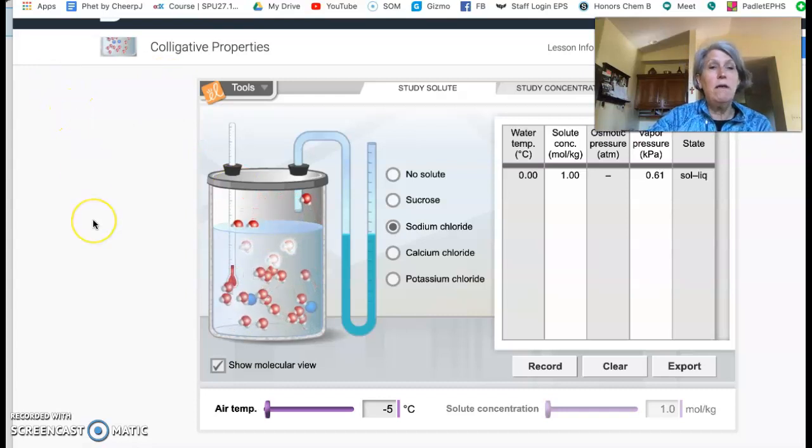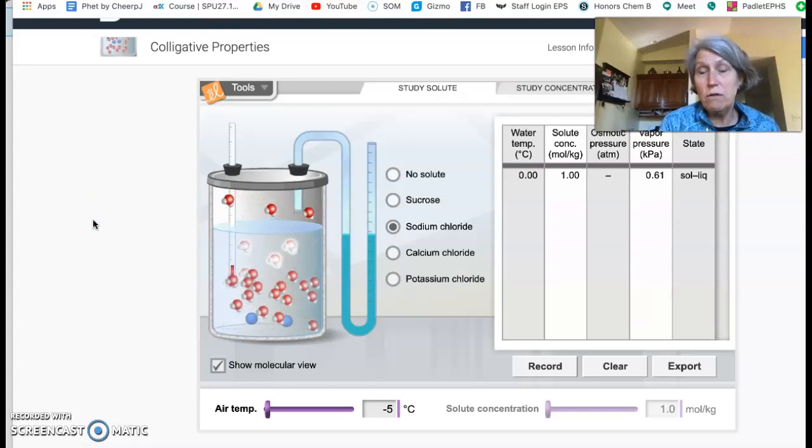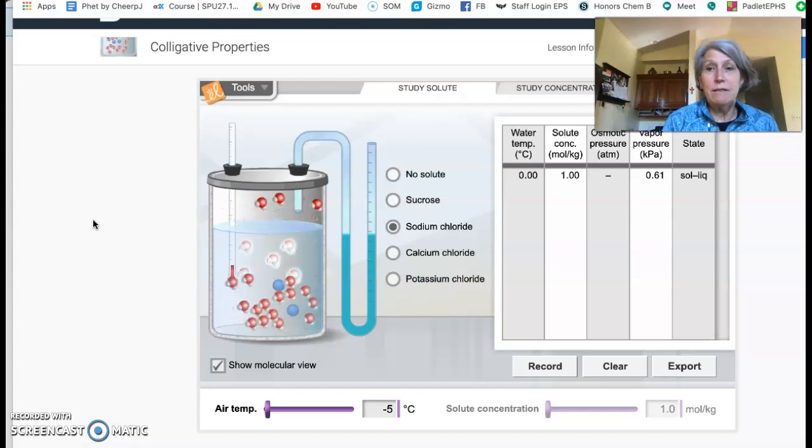Okay, so this was just exploring the Gizmo a little bit to help you guys understand what vapor pressure is and that role of vapor pressure and understanding colligative properties. Hope that helps.